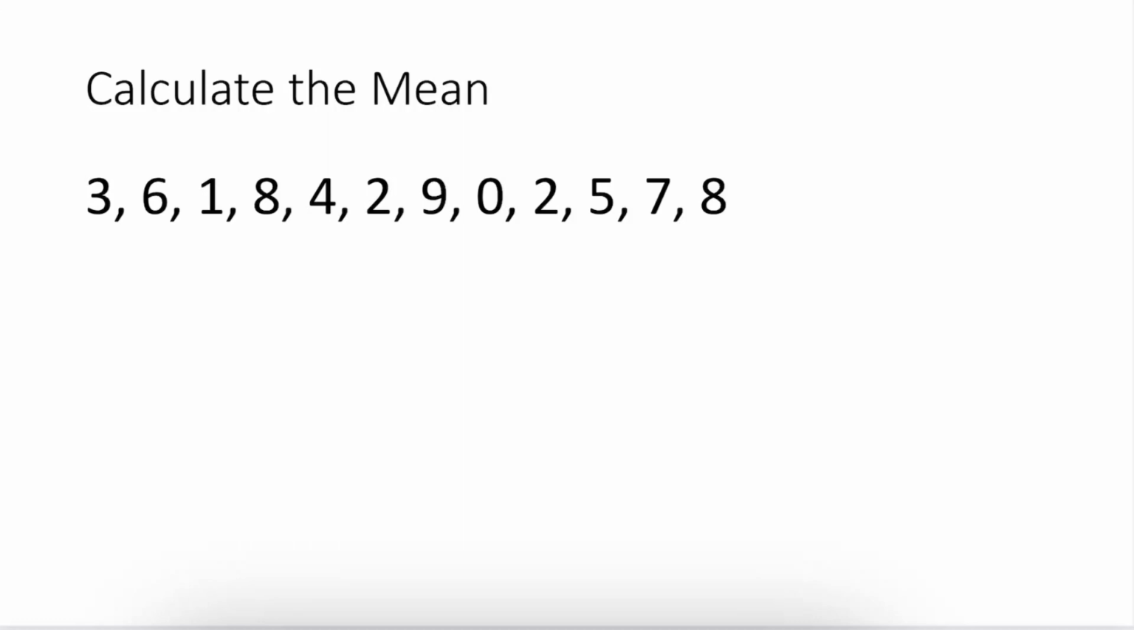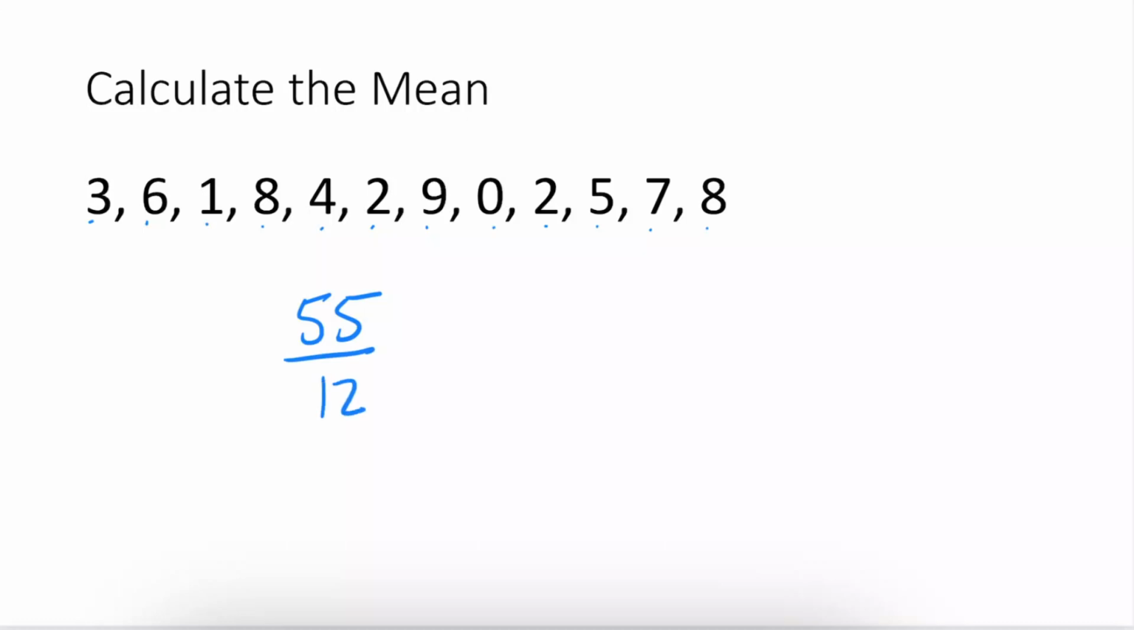In this example, we have 1, 2, 3, 4, 5, 6, 7, 8, 9, 10, 11, 12 data points. And to calculate the mean, we're going to add up all of these 12 data points. So we'll go 3 plus 6 plus 1 plus 8 plus 4 plus 2 plus 9 plus 0 plus 2 plus 5 plus 7 plus 8. And when I add up all of those 12 numbers together, I get the number 55.